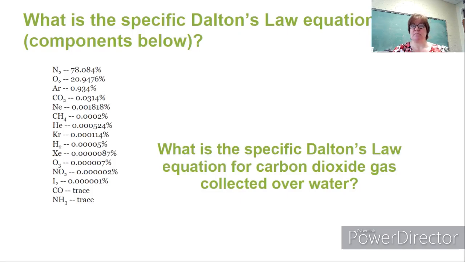So this might be an example, and it's a great practice skill. All I need you to do is come up with a specific equation for Dalton's law for air, which has all these different components in it, and another one for the specific Dalton's law equation for a mixture of carbon dioxide gas collected over water. Remember, if it's collected over water, some of that water will evaporate, so I can imagine I'm going to have some water vapor in that mixture of gases. So come up with those and we'll discuss them when we get to class.